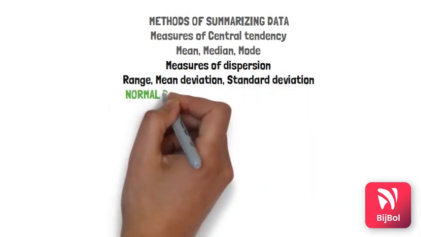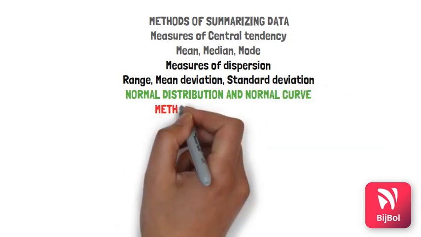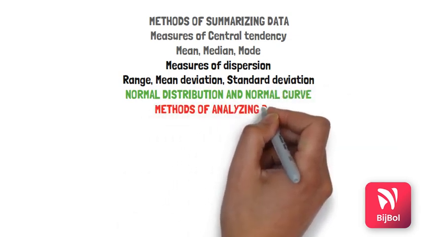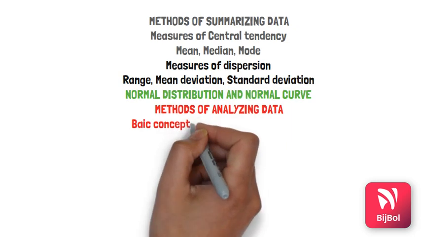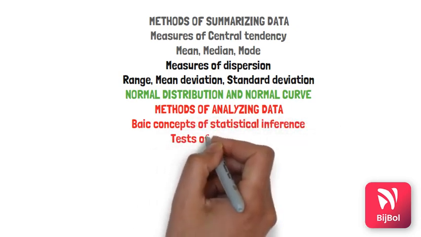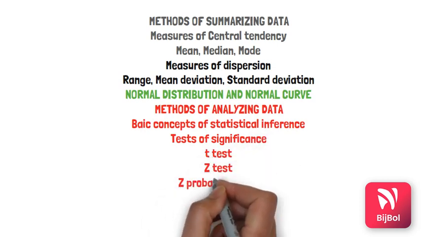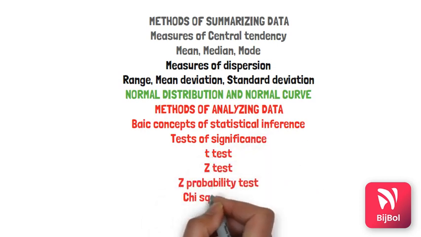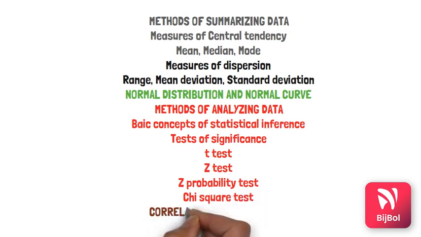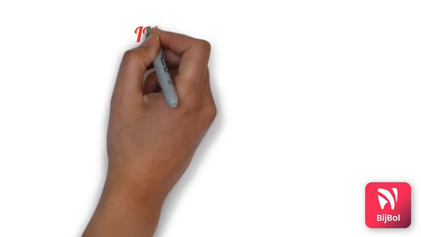Then we will even have to know about the normal distribution and normal curve, the methods of analyzing data and basic concepts of the statistical inference, that is the test of significance, t-test, z-test, z-probability test, chi-square test, correlation and regression. So all these are being dealt under this biostatistics topic.